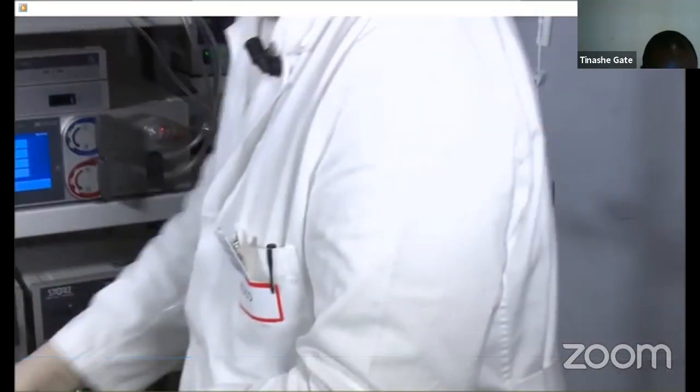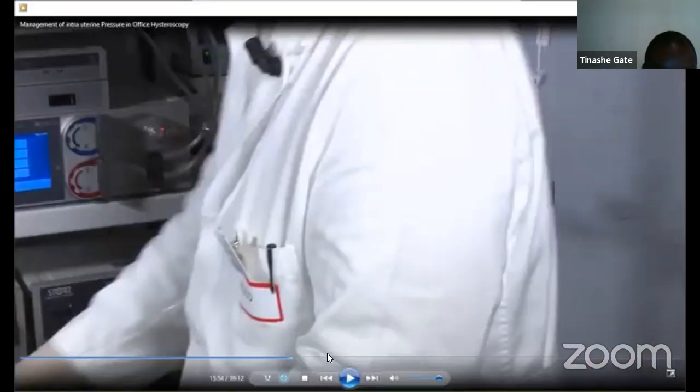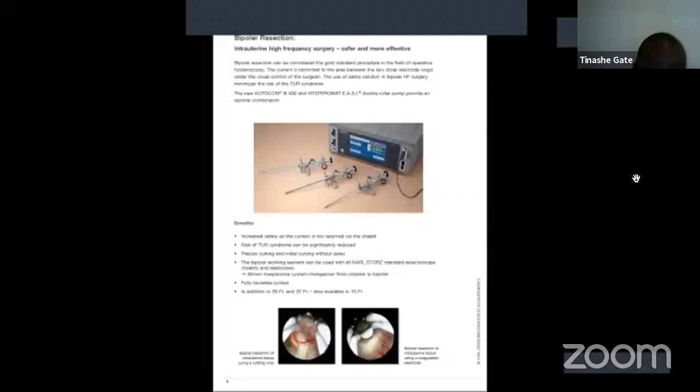Right. I'm going to pause it there. And I would like to talk for a minute about the 5mm office resectoscope, and the benefits of a 5mm resectoscope. So we're shifting into the PowerPoint presentation. So what do the experts say?